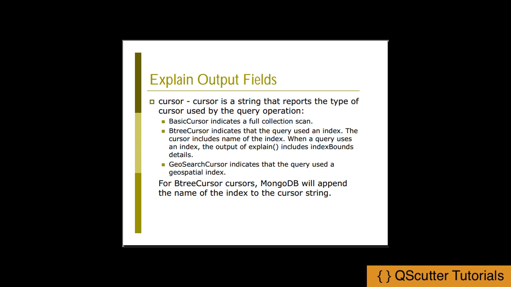Now let's look at these fields in detail. Cursor is a string that reports the type of cursor used by the query operation. A basic cursor indicates a full collection scan. A B-tree cursor indicates that the query used an index. The cursor includes the name of the index. When a query uses an index, the output of explain includes index bound details. For B-tree cursors, MongoDB will append the name of the index to the cursor string.